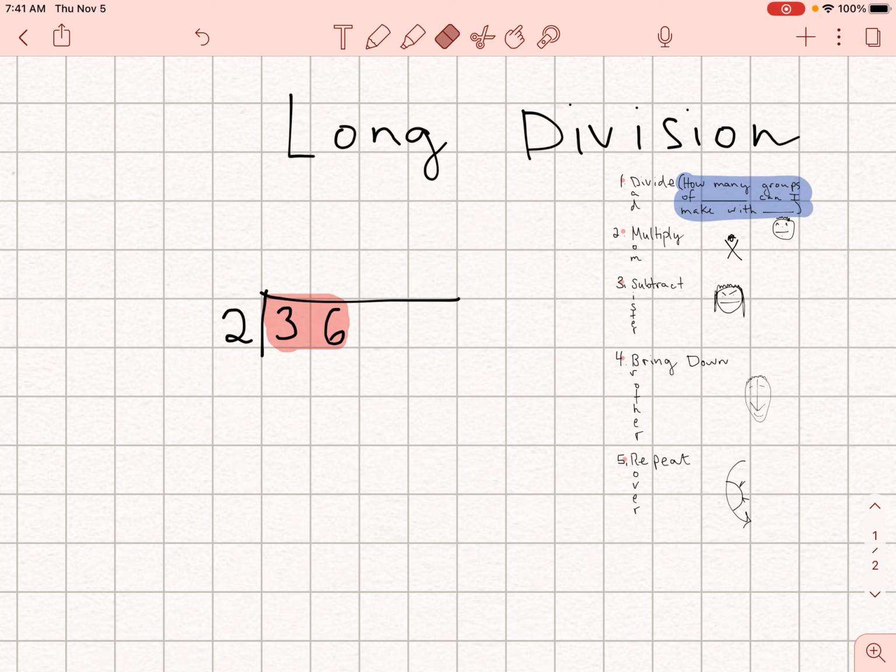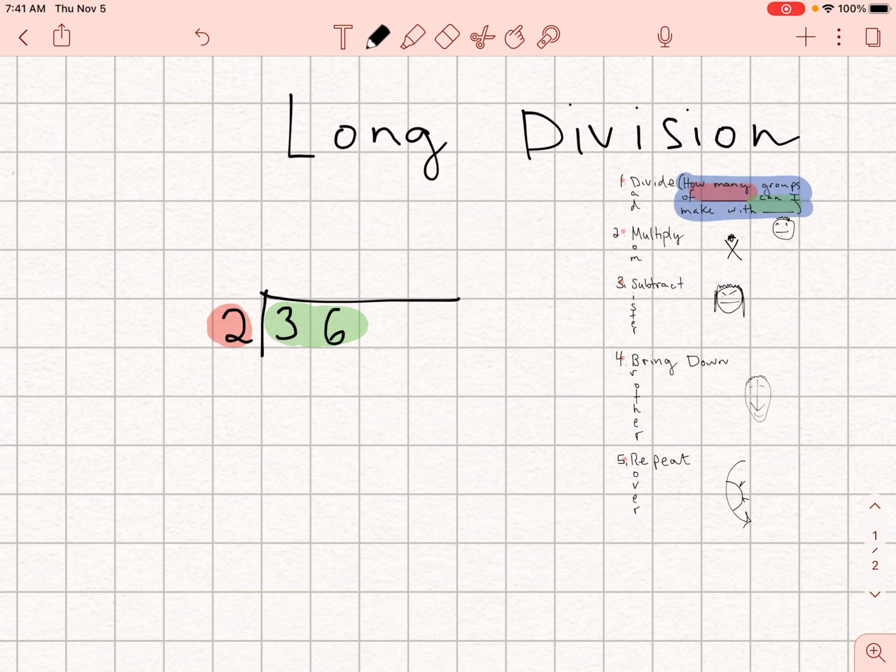So let's ask this question. How many groups of blank? So we're going to start with the divisor. Maybe I'll even add some colors to this. Yeah, this could be handy. I'm going to have these colors match my math problem here and my question over here. See how this is red and this is red? This is green and this is green. So how many groups of, give it a try. Ask the question. Insert these numbers into the question. How many groups of 2 can I make with 36?